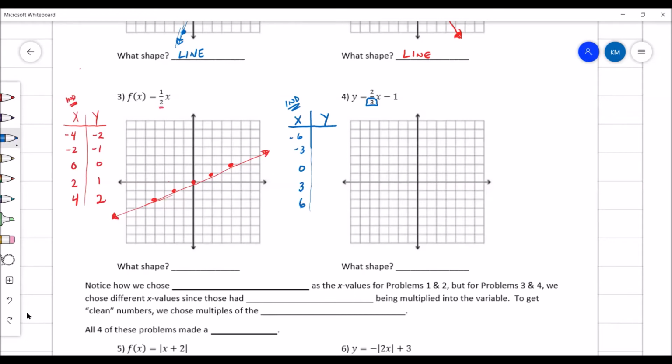Plugging those values in, seeing what I get out. 2/3 times -6, so that'd be -12 over 3. So -4, minus 1 is -5.